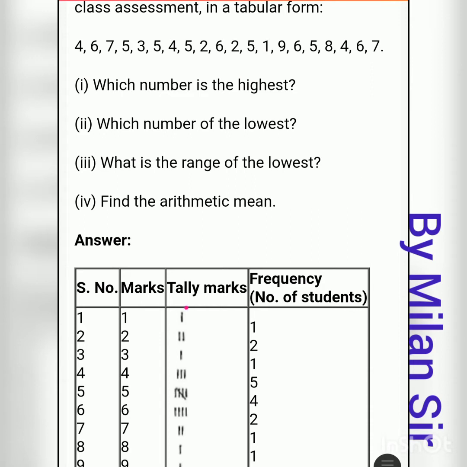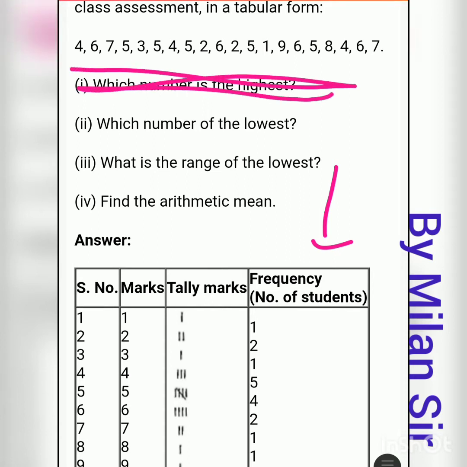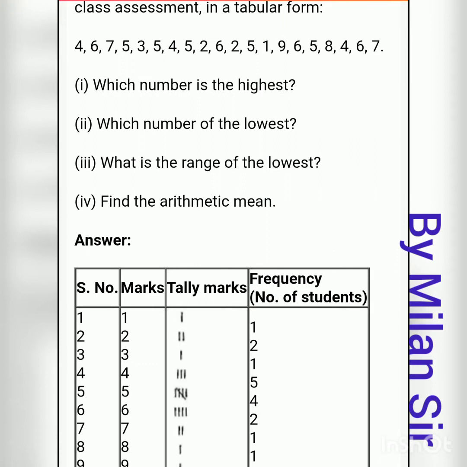First, we represent it in Roman number 1. The number of times a value repeats is called its frequency. Frequency means the number of students. How many students got the marks 1? We have only one student who got the marks 1. So frequency means the number of times a value repeats, here the number of students. So for 1, tally mark is Roman number 1, frequency 1. Now for 2, how many times do we have 2 here?